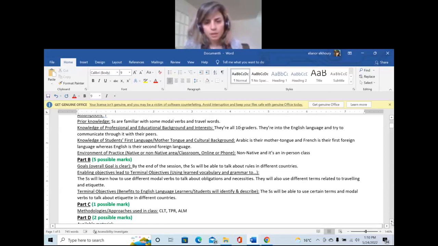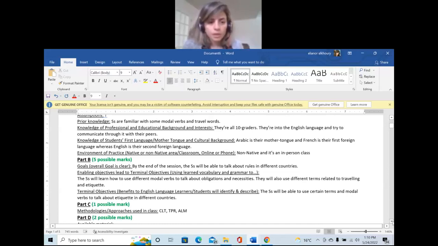And Arabic is their mother tongue. English actually is their second foreign language, because they take French, so they take 6 periods of French a week and only 2 periods of English. So their major focus is on the French language as a foreign language. The setting is non-native, because this is in Lebanon. Since I taught in Lebanon, I wanted to count on this experience, and it's an in-person class, so it's not online. I just need to mention that I already did this activity with my students, so it's not something I haven't tried before.